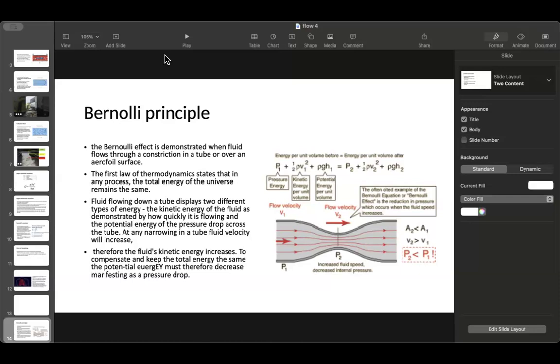At any narrowing in a tube, fluid velocity will increase. Therefore, the fluid kinetic energy increases. To compensate and keep the total energy the same, the potential energy must therefore decrease, manifesting as a pressure drop.